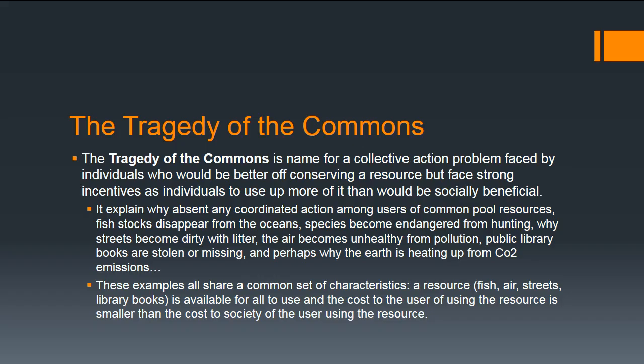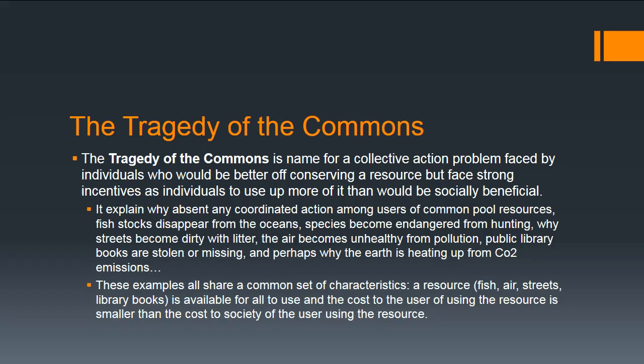Now, the tragedy of the commons explains why, absent any coordinated action among users, of common pool resources, which is another term for the kind of resource that's renewable but exhaustible, to which everybody has access, fish stocks disappear from the oceans, endangered species become endangered from overhunting, streets become dirty with litter, the air becomes unhealthy from pollution, public library books end up stolen or missing, and perhaps why the earth is heating up from carbon dioxide emissions.